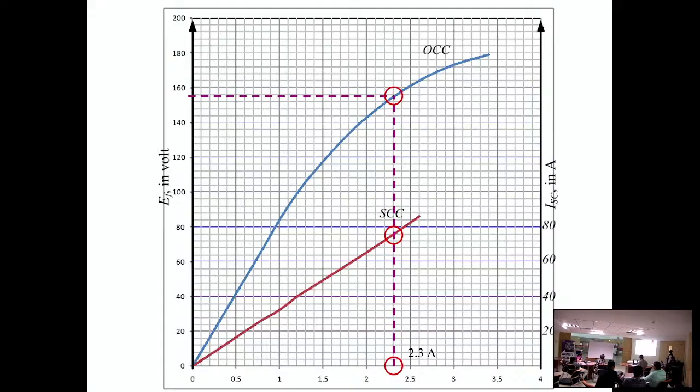From the OCC draw a horizontal line that will intersect the EF axis at some point. So identify this voltage. And from the other point draw another horizontal line that will intersect the ISC axis at some point. So identify that current. This voltage is 156 volt, and this current is 76 ampere. Take the ratio of these two, you will get ZS. That's it. Okay.